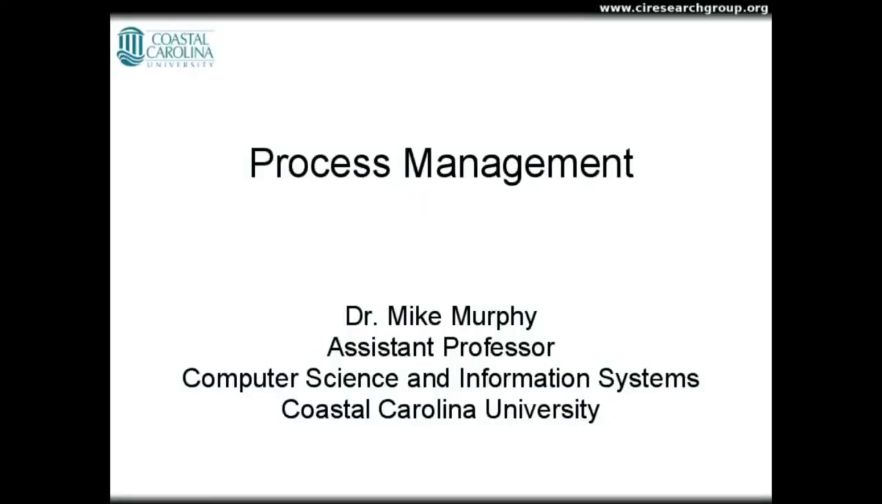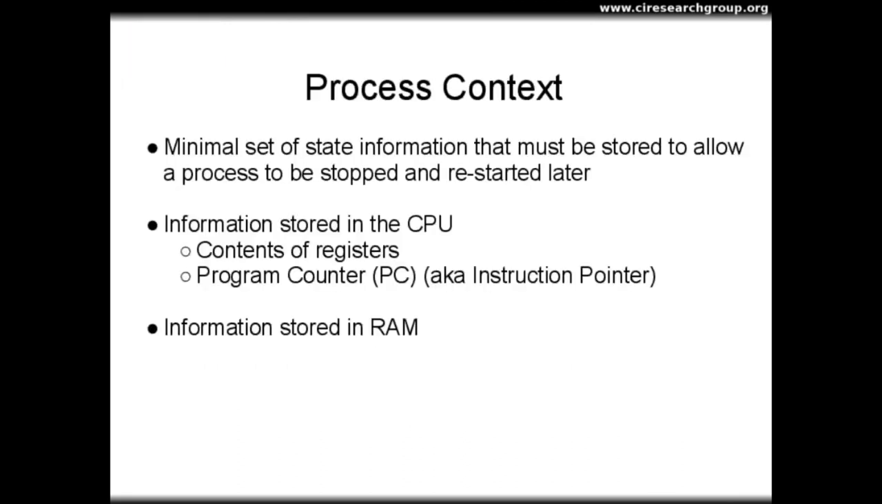Next, let's discuss process management. I will discuss process context, context switches, and process scheduling. Each process running on a system has a certain amount of information associated with it. A minimal set of state information that allows a process to be stopped and later restarted is called process context. Process context includes the current contents of CPU registers, the current program counter value for the process, and the contents of RAM that the process is using.